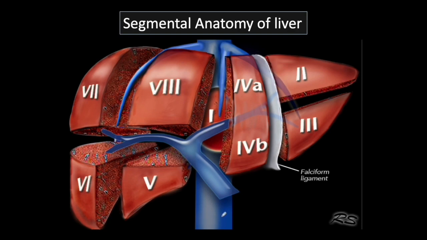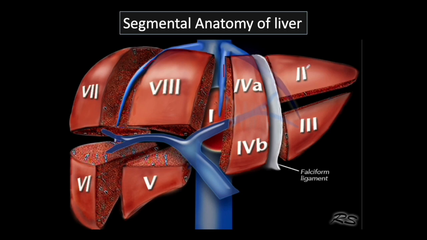Similarly, this posterior structure here is inferior vena cava. Inferior vena cava has 3 different tributaries from liver. They are left hepatic vein, middle hepatic vein, and right hepatic vein.